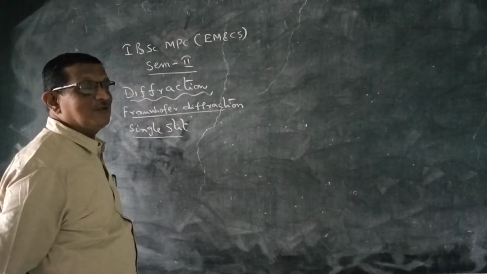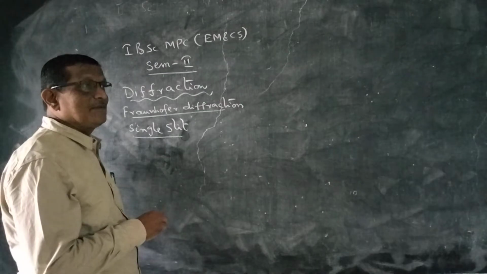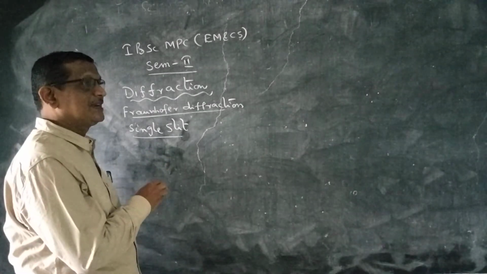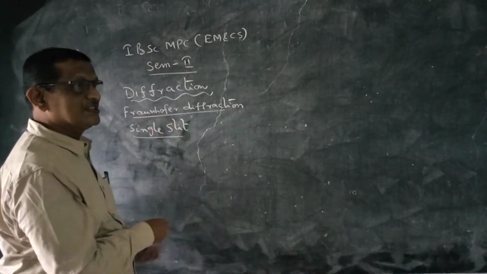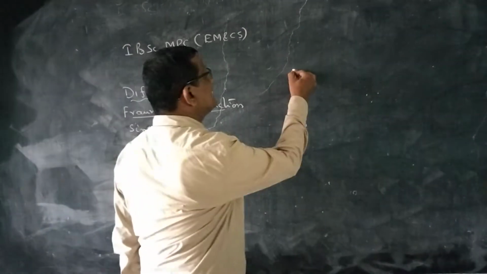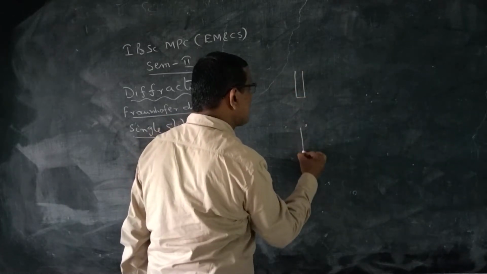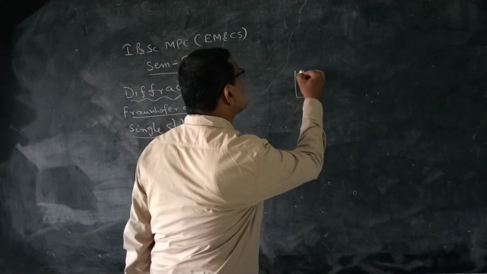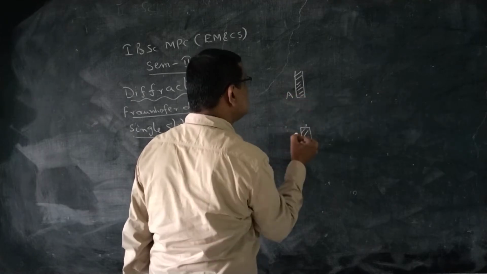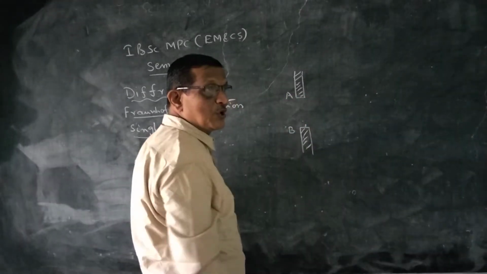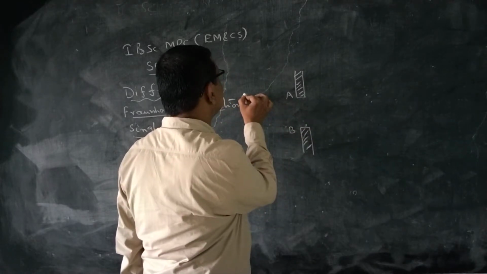Now, in the case of Fraunhofer diffraction, the incident beam is a plane beam. Instead of a spherical wave, a plane incident wave is used. Now, let it be the single slit. Here AB is the single slit. Now, a plane wavefront is incident on the single slit.